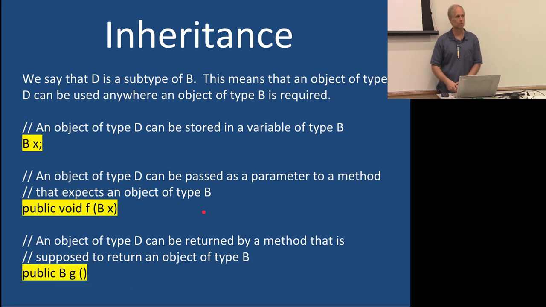Now, why does that work? I mean, wouldn't the programmer get upset if they thought X was an object of type B, but instead it was an object of type D? Wouldn't something go wrong? What could go wrong? What goes wrong if a variable contains an object you didn't expect and you try to invoke a method on it? What could go wrong? Yeah? The method might be undefined. The method might be undefined. Can that happen here? Is there any method you can run on a B that you can't run on a D object?